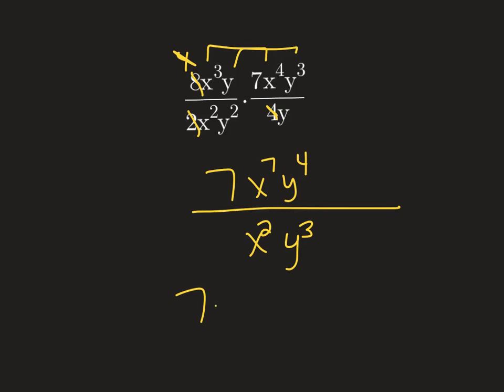I'm about to do 7 minus 2, which is 5. Look at the y's. 4 minus 3 is 1. That's it. Now, your variable stays where your biggest exponent was.